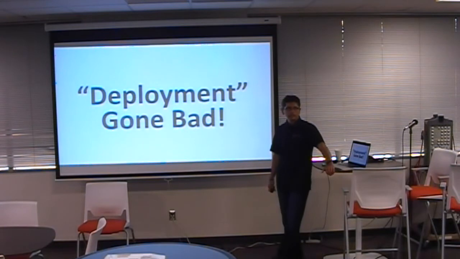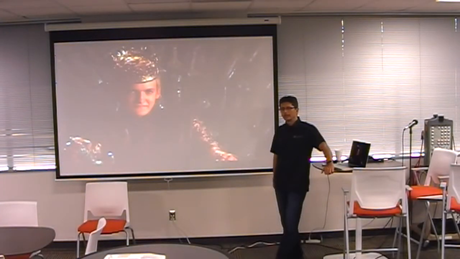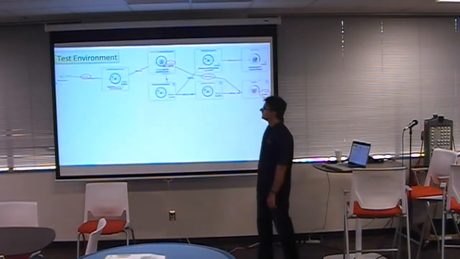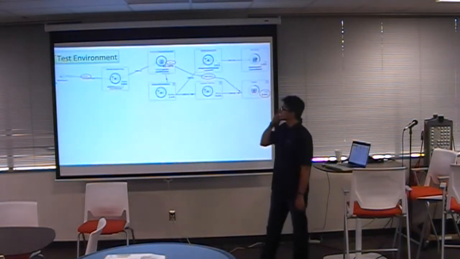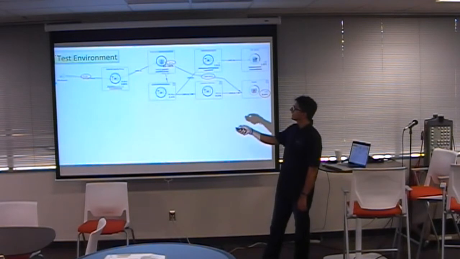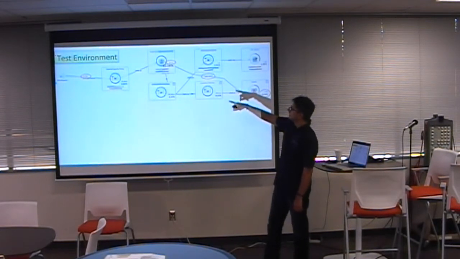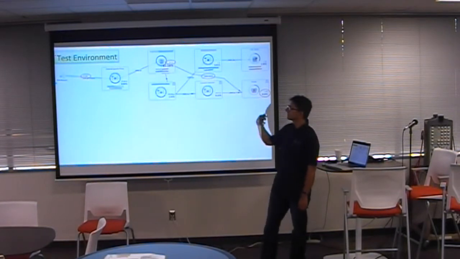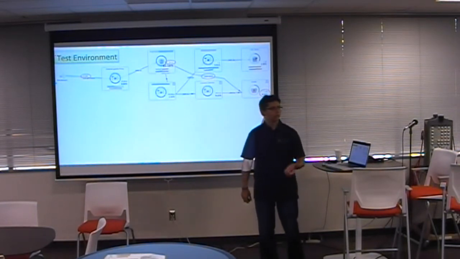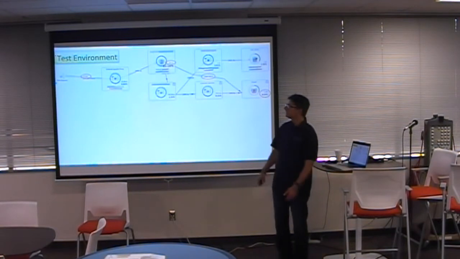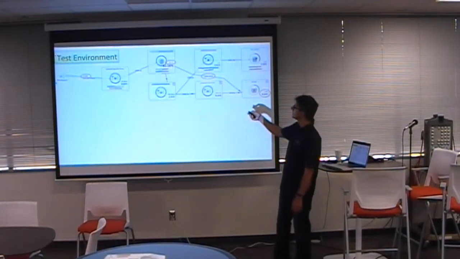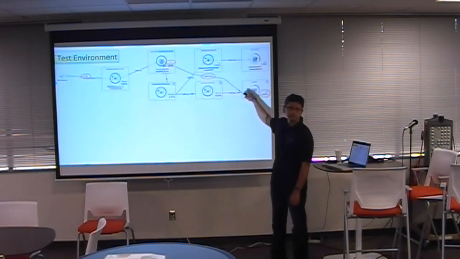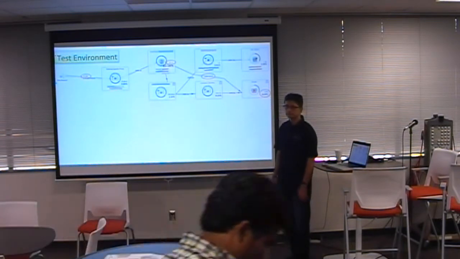Deployment gone bad. Again, this is an example from a real customer. If you look at the test environment, it's taking around 42 seconds for the response, which may not be the best, but it's not that bad. You can see all the different tiers. You can also see that they're making almost 1,600 calls to the database in the test environment.